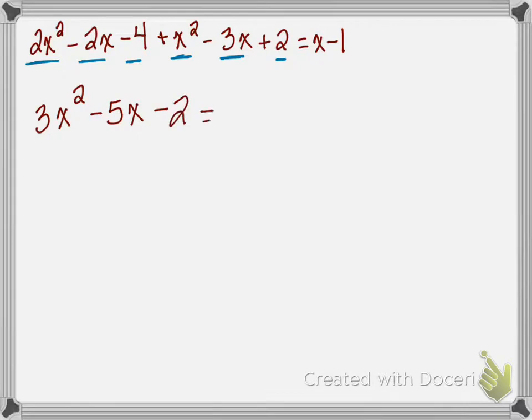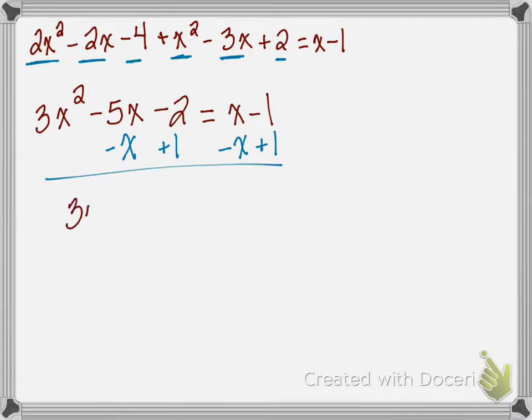Okay, that equals x minus 1. So now I'm going to subtract x from both sides, and I'm going to add 1 to both sides. Okay, so now the trinomial that I'm dealing with is 3x squared minus 6x minus 1 equals 0. Okay, that's where we are. 3x squared minus 6x minus 1 equals 0.